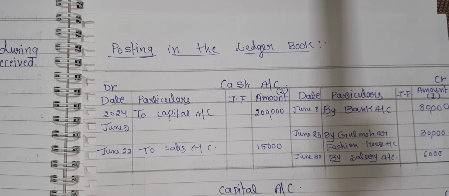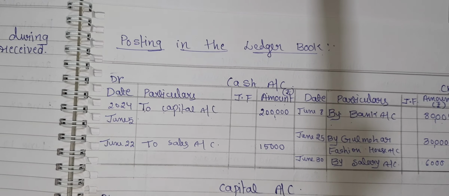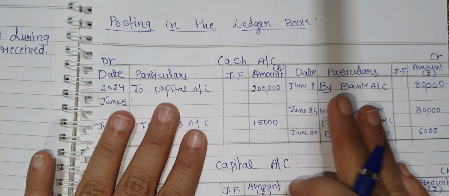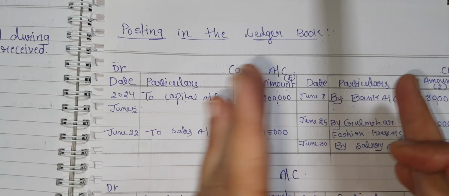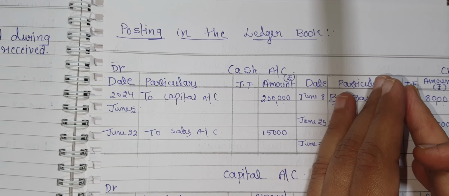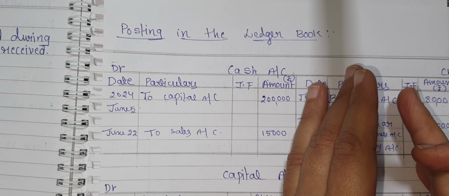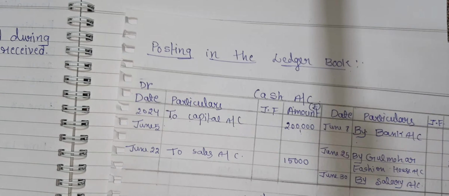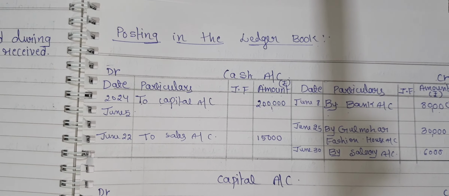Now, what is the last step here? Now, we have to check whether the debit side or credit side has the larger amount. Okay, first we will see the cash account.